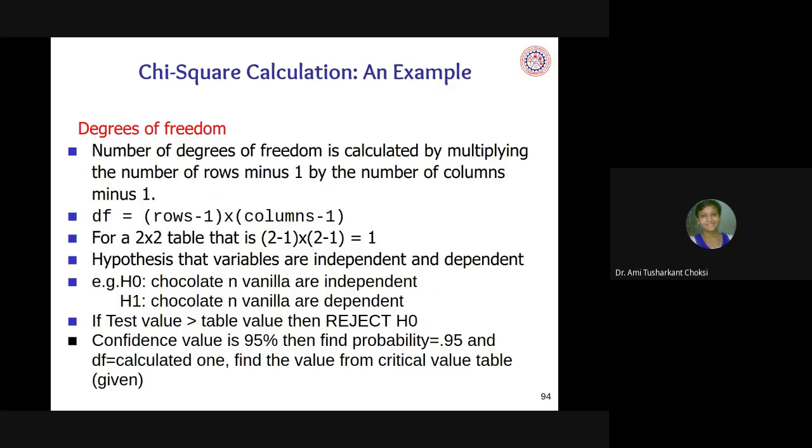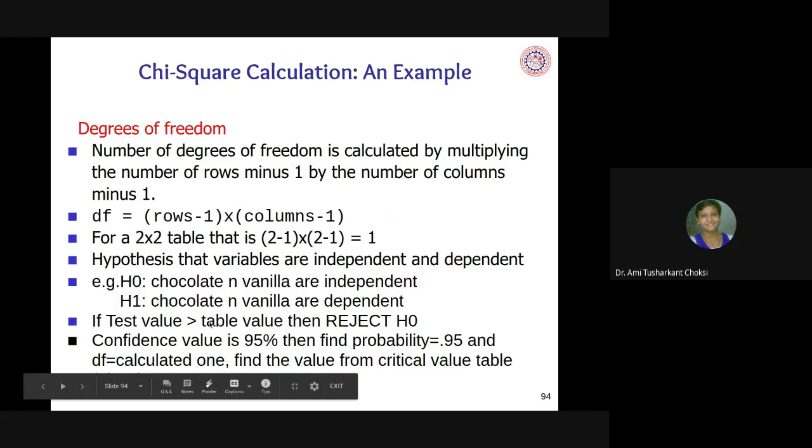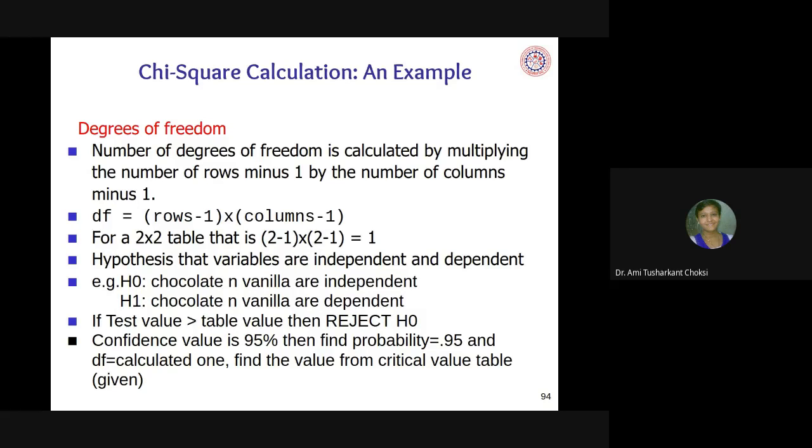But if this test value is greater than the table value, what do we say? Reject H0. That means this independence was rejected. That means those two variables are dependent. Fine.